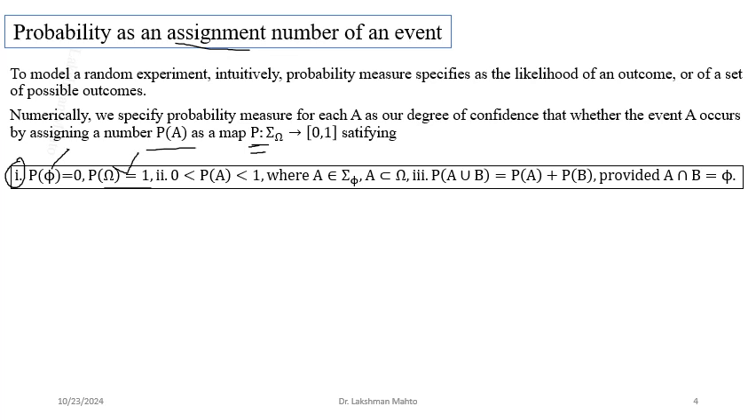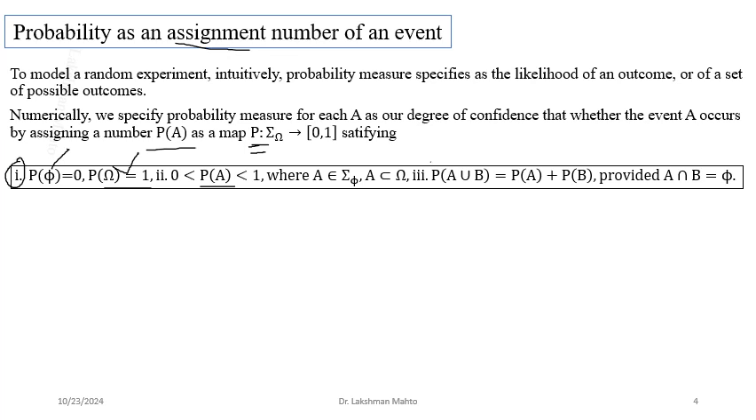Now second, if you take any proper kind of event, proper meaning A is neither phi nor omega, then the probability of A is strictly between 0 and 1, where A is any event characterized by a given statement.